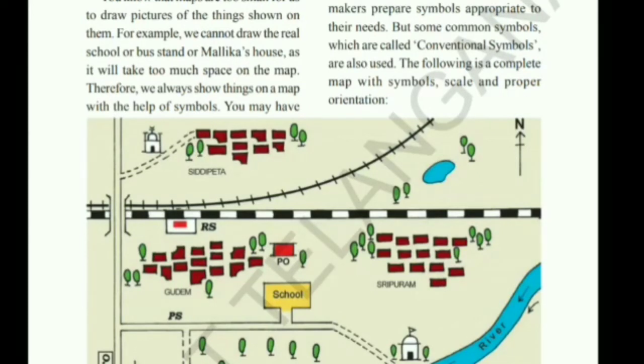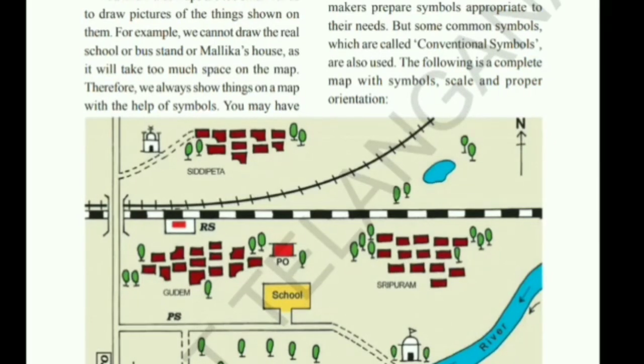See here what they are saying, symbols. What is the use of symbols in the map? We can't show the original image in the map. That's why we are using symbols. Map makers prepare symbols appropriate to their needs. But some common symbols are called conventional symbols. Those symbols we are calling as conventional symbols are also used.